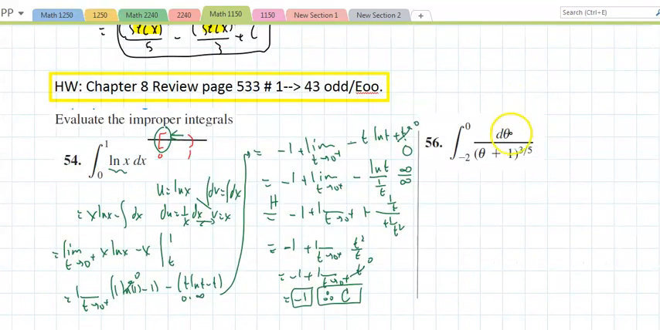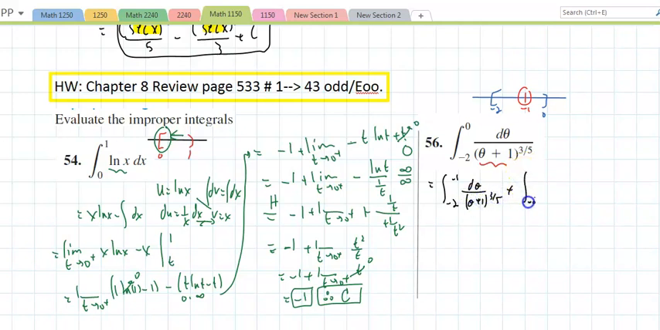Next problem up, again, I noticed that this integral is really running from negative 2 to 0. But we have an issue with negative 1, and negative 1 is in that interval. So what we're going to do, we're going to split this integral up. That's going to be the integral from negative 2 to negative 1 plus the integral from negative 1 to 0. And this is nothing more than theta plus 1 to the negative 3/5. So we integrate one part, and if that diverges, we're done.